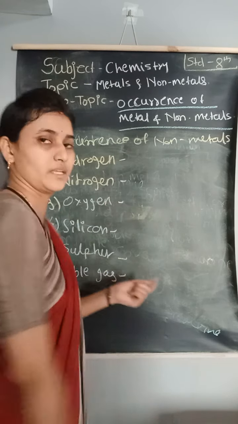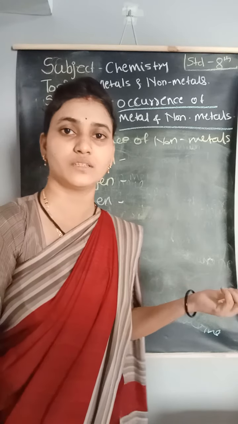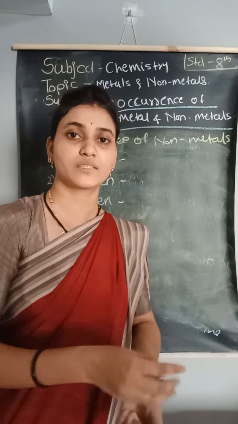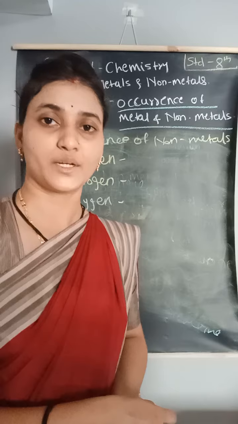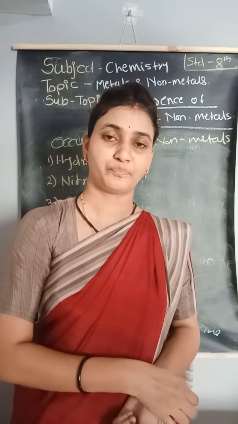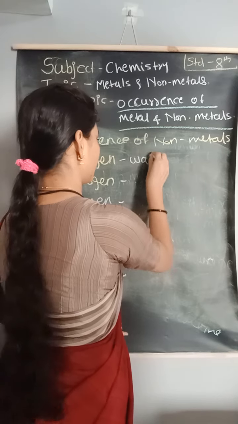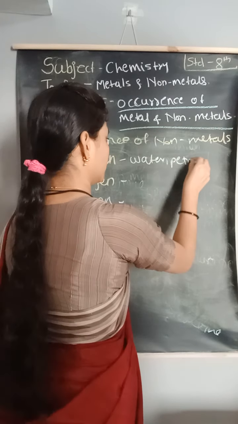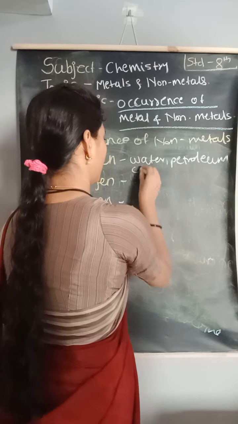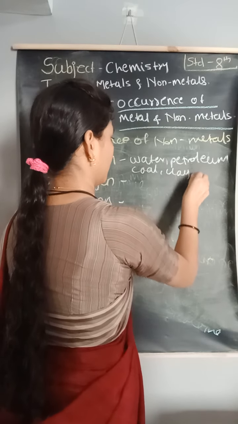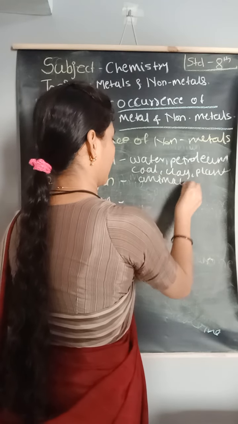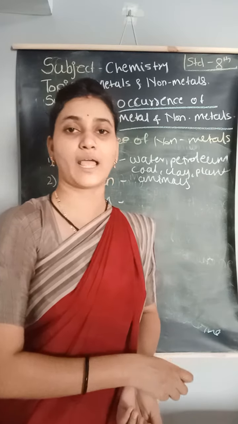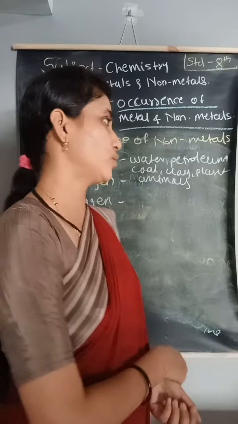Hydrogen is abundant and free in nature. In the universe, the maximum amount of hydrogen is present. On earth, hydrogen is present in the combined state, as in water, petroleum, coal, clay, plants, animals. All have hydrogen as the basic constituent. Hydrogen on the earth is in the combined state.